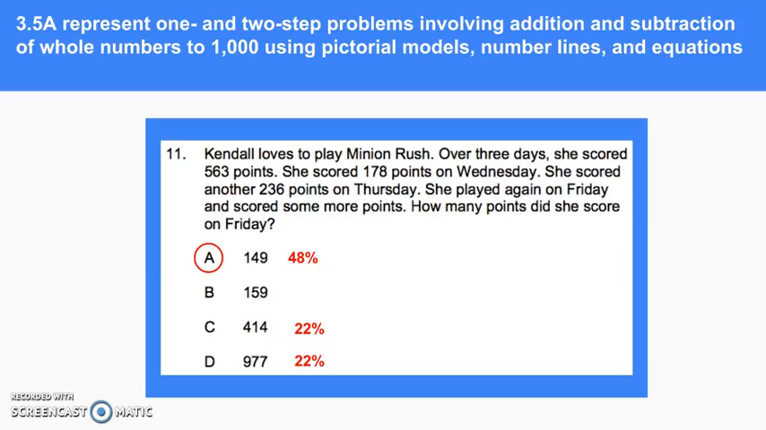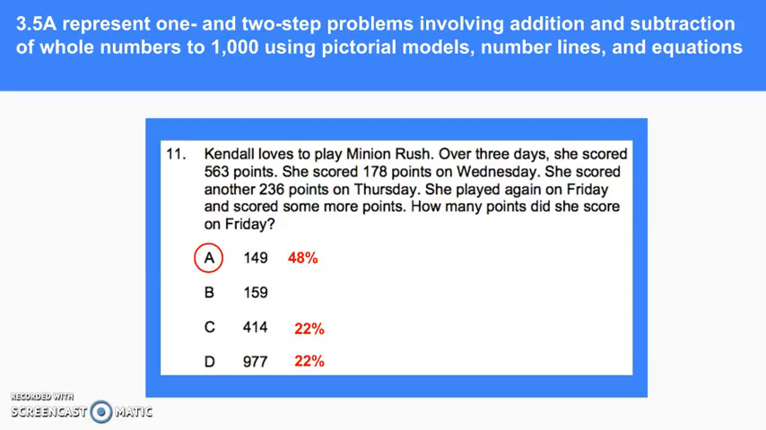Question number 11 is a 2-step problem involving addition and subtraction. A is the correct response. Students will get it by adding 236 and 178, and then subtracting that answer from 563.